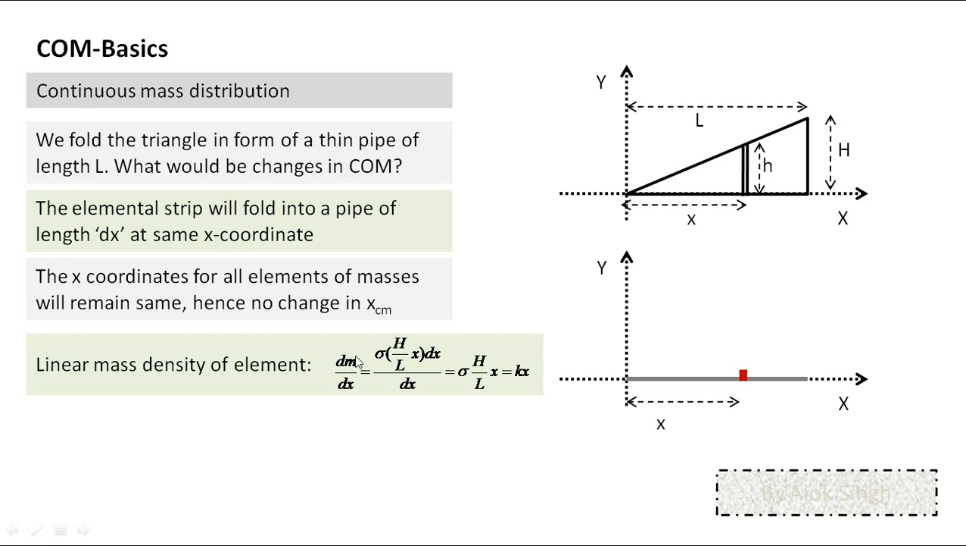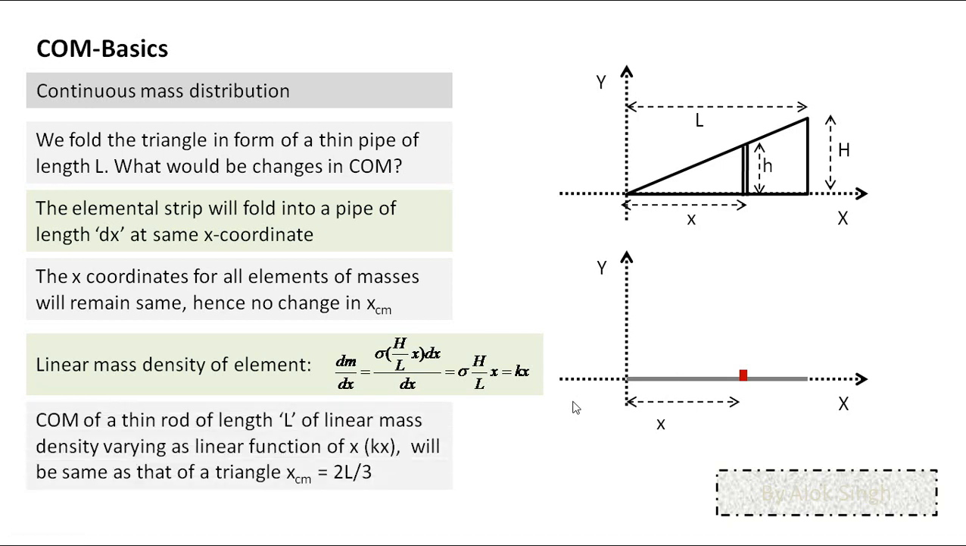Mass we have already calculated: sigma into area, sigma into h, which is h by L into x into dx, divided by length dx. This is the term for linear mass density. And if you notice, these three terms are constant, hence linear mass density can be written in the form kx. So the linear mass density of the rod will keep varying from 0 to a maximum in a linear fashion. So if we roll a triangular shape, it forms a linear rod of density varying linearly.